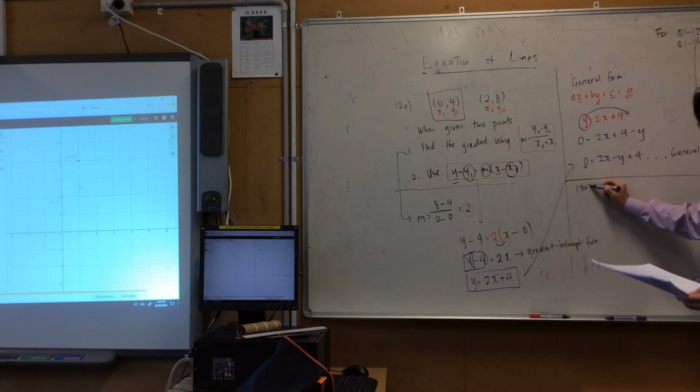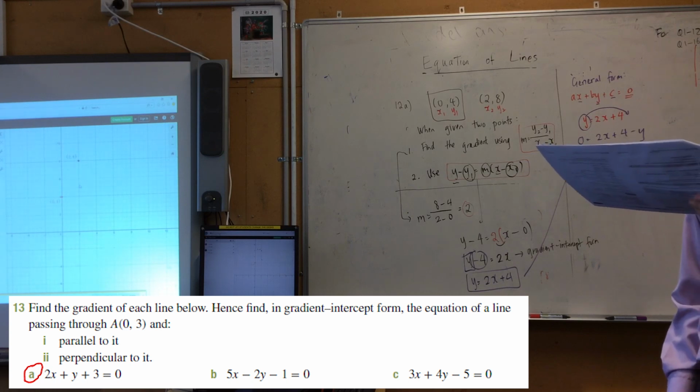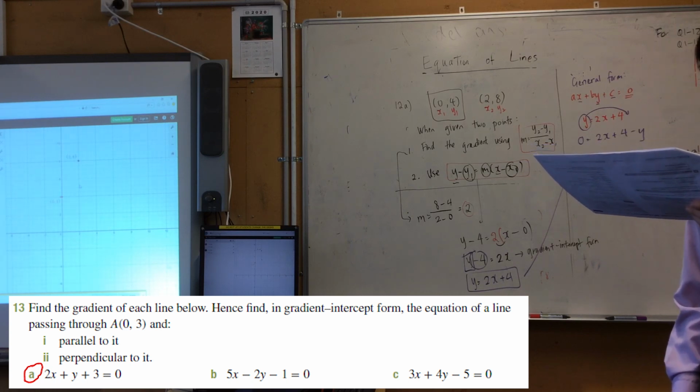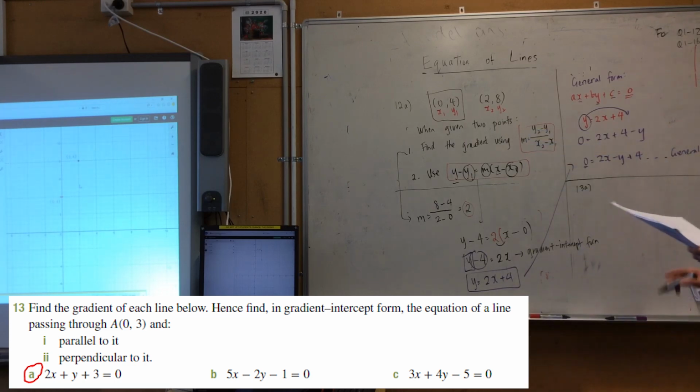Girls, last question, stay with me. 13a. Find the gradient of each line below. Hence, find in gradient intercept form the equation of a line that passes through (0, 3) and is parallel and perpendicular. Okay, it's a lot of information. Let me break the question down. So what they're basically saying is, girls, we have an equation here. Let's express this in gradient intercept form. Let's make y by itself, and there's a reason why.